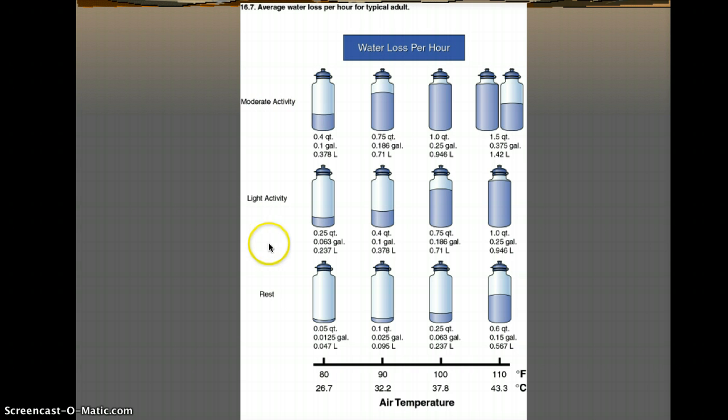And on this side of the graph, you see that as activity level goes up, the water loss per hour also goes up. So if you're on this end of the spectrum where temperature is high and activity is very high, that's when you're going to lose the most amount of water. So this is a good diagram to help you decide how you plan out your practices, or what advice to give coaches based on how hard they want to practice, and then also the temperature outside.